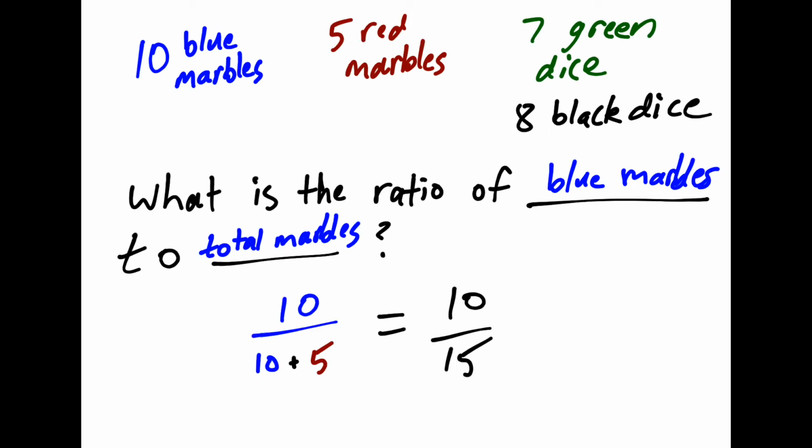But we typically reduce these. So we would convert this to 2/3, because you can divide the top and the bottom by 5. If you have one of those graphing calculators, you can press Math, Enter, Enter to automatically reduce. Otherwise, just think about it and divide by the largest possible number.